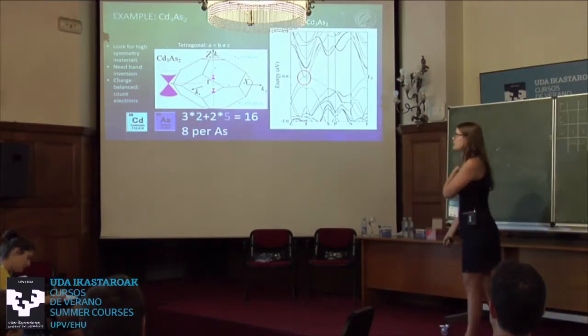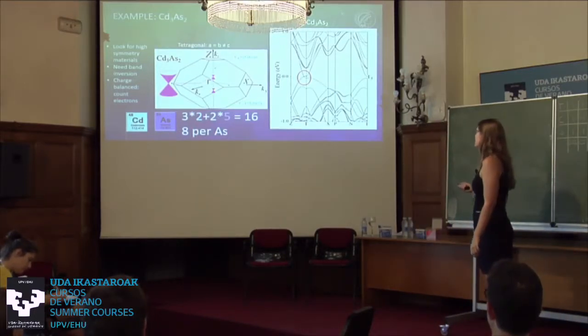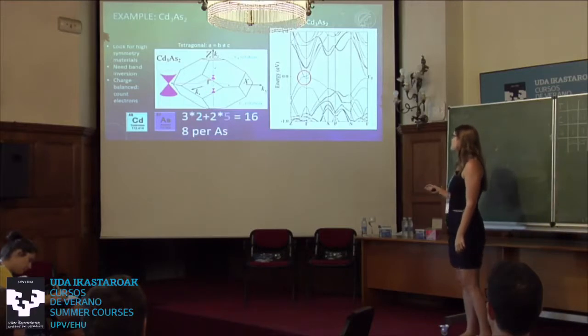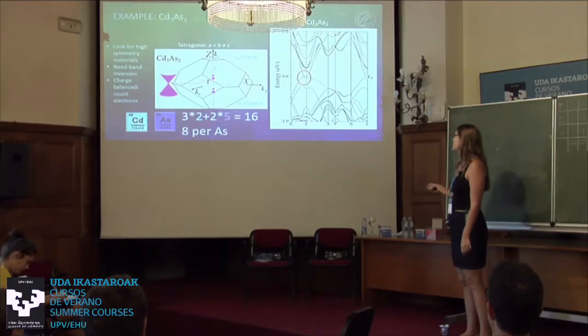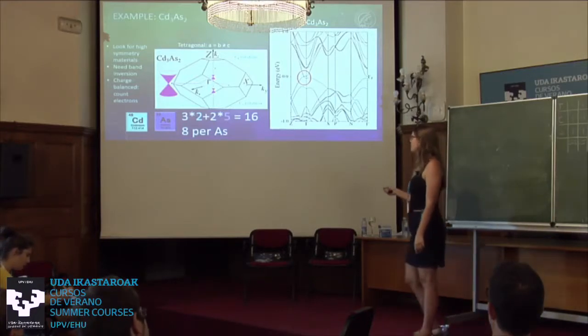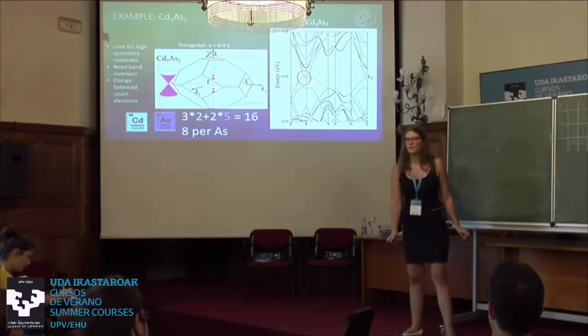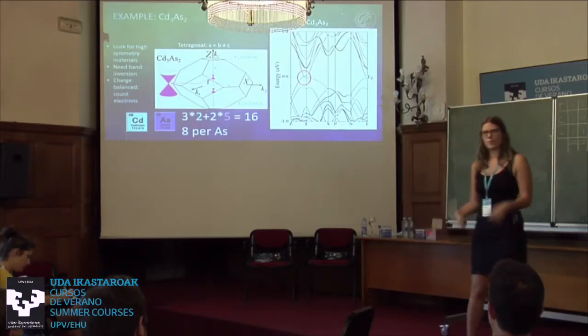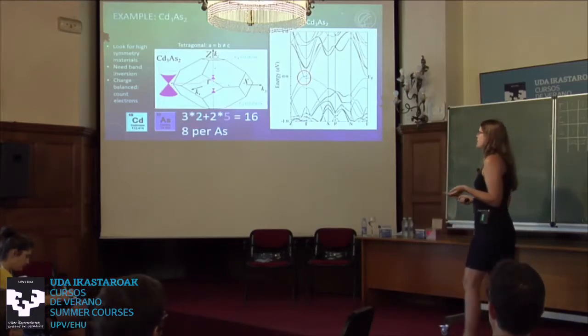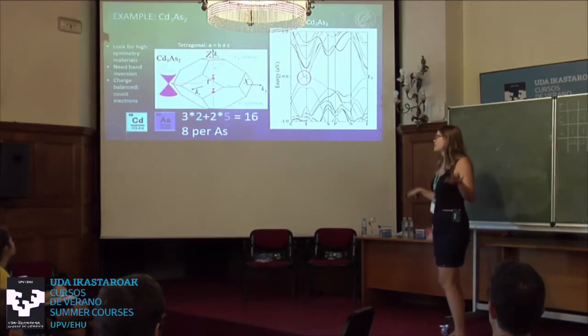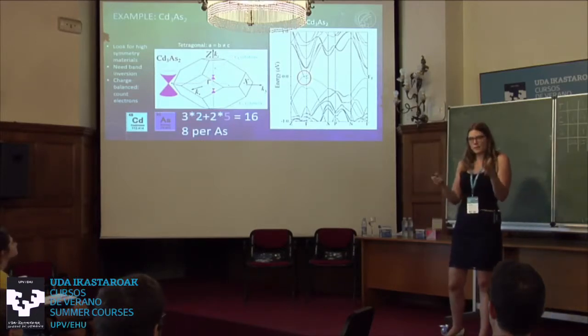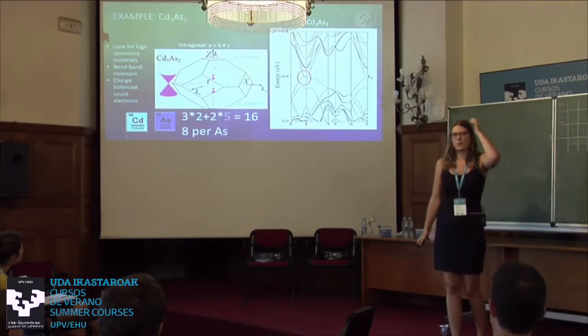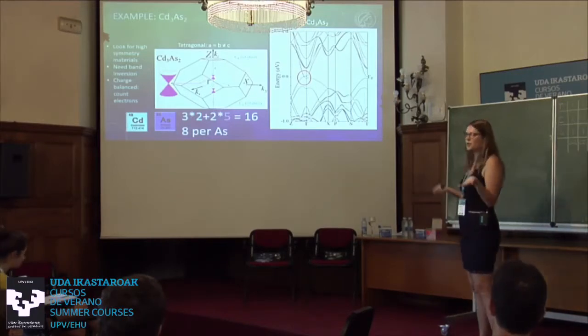So this is cadmium arsenide, the first one discovered. Here you can see the Brillouin zone, and we have the C4 rotation along gamma Z, and this is where the protected crossing is, and along gamma X, this crossing gets gapped. Also, if you count the electrons here, we have 8 per arsenide, so this is a charge balanced compound. Then, electronegativity difference, that's not that high, those elements are relatively close together in the periodic table, but they're also not too heavy.